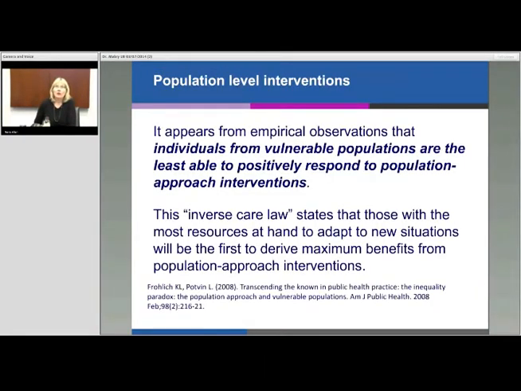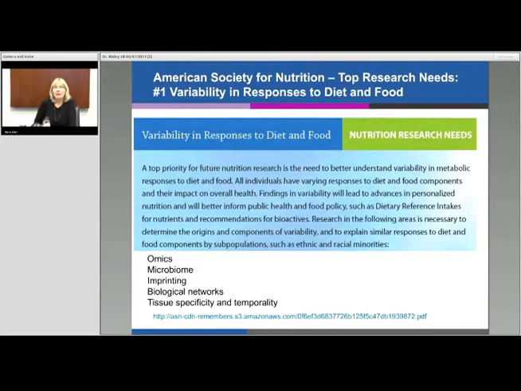So I sort of took that and realized that they talk about the inverse care law that states that those with the most resources adapt to new situations and will be the first to derive maximum benefits from population approach interventions. And so I've kind of taken that to say, gee, we really need to pay attention to the distribution in everything that we do, not just any particular topic. This one happens to be from the American Society of Nutrition, talking about variability in responses to diet and food, but take it as an example.